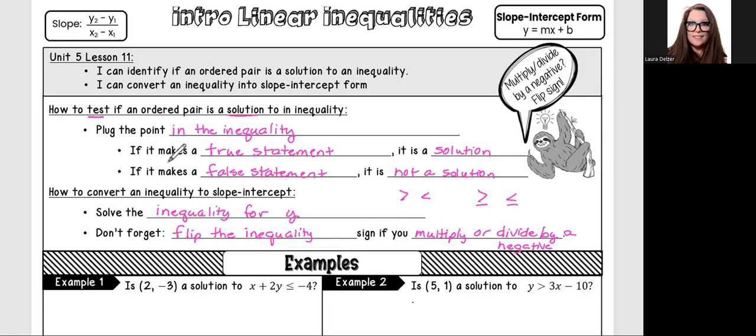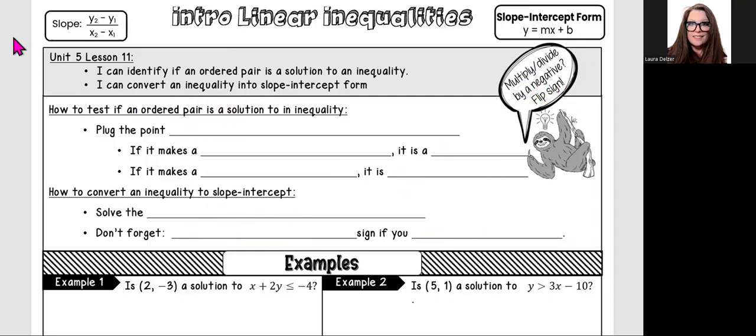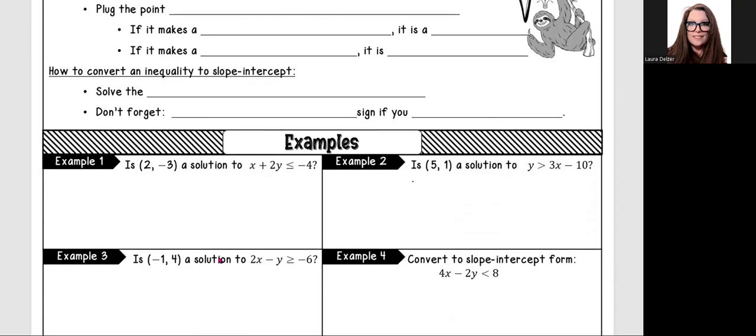All today, we're going to be testing ordered pairs to see if each is a solution. If I am going too fast, be sure to pause it. I do want to point out that this sloth is reminding you that if you multiply or divide by a negative, you've got to flip the sign. So don't forget that little tidbit. All right, I'm going to clear my stuff, and let's scroll on down to a problem.